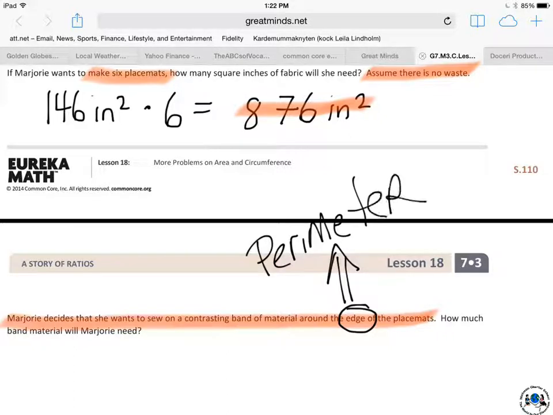Okay, so she wants to sew on a contrasting band of material around the edge of the placemats. And our question here is, how much band material will Marjorie need? That might take a little thinking. Go back to the diagram of the placemat. Do some good thinking. Use our newfound knowledge about circles, not just in this lesson but in lessons prior, to come up with your answer, and come on back and we'll check it together.